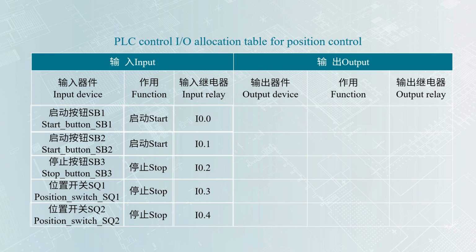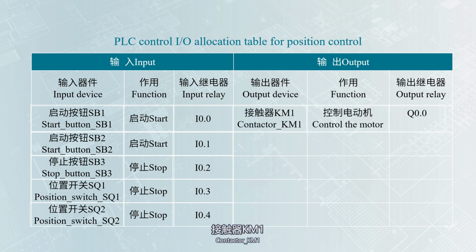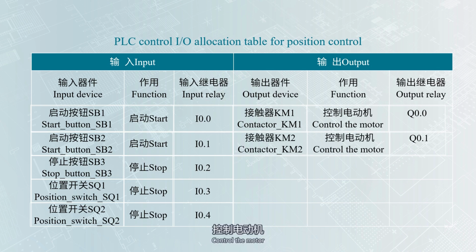Output. The output device is contactor KM1, which is used to control the motor, and the output relay is Q0.0. The output device is contactor KM2, which is used to control the motor, and the output relay is Q0.1.